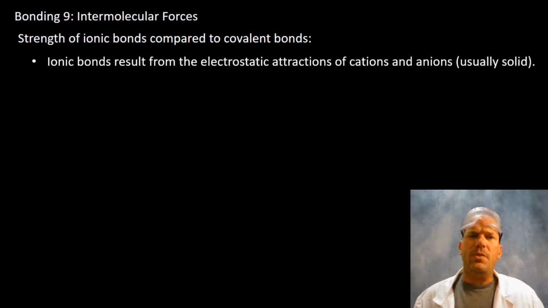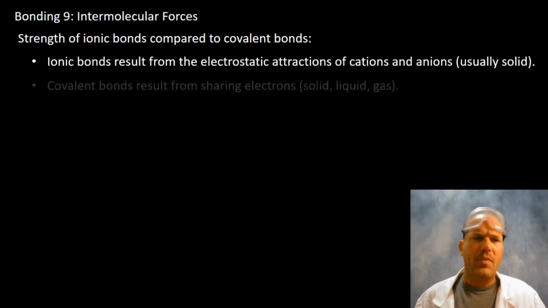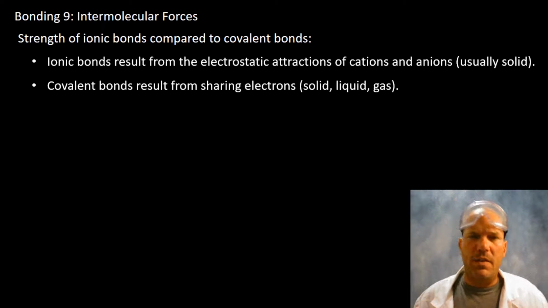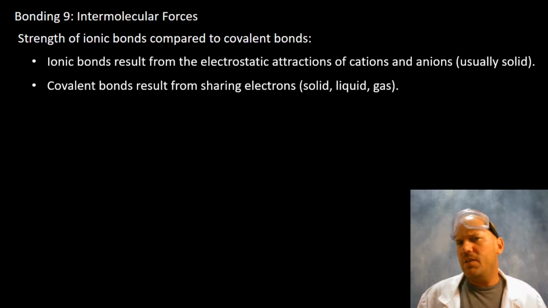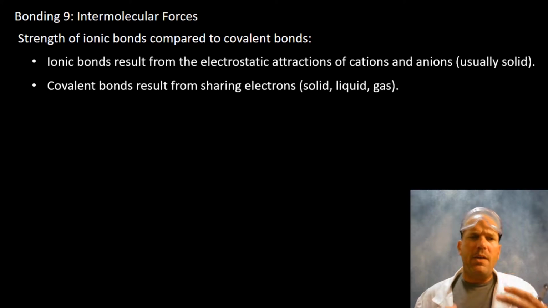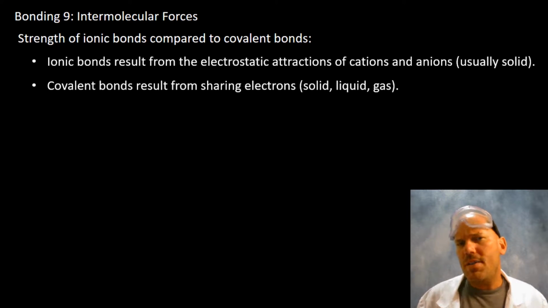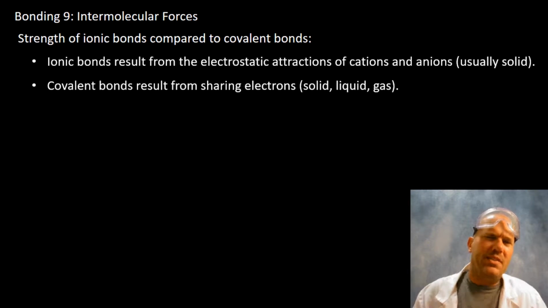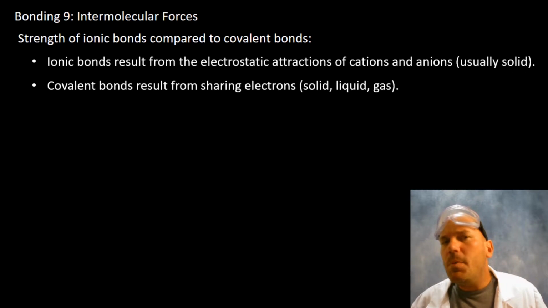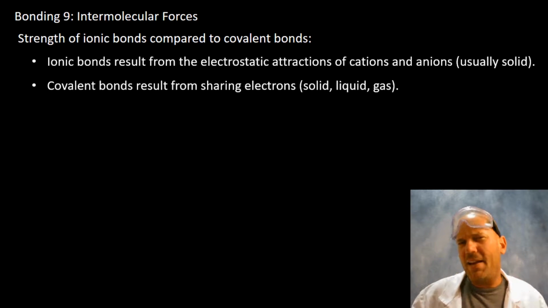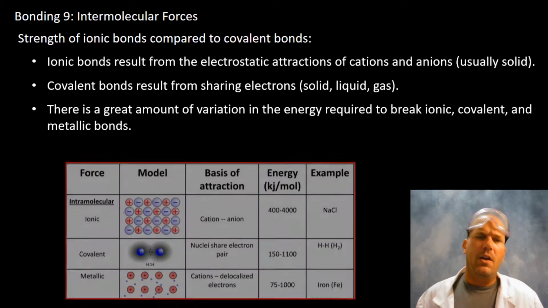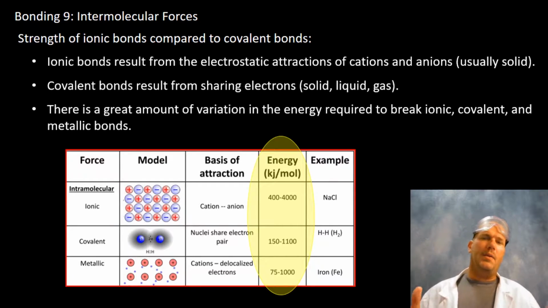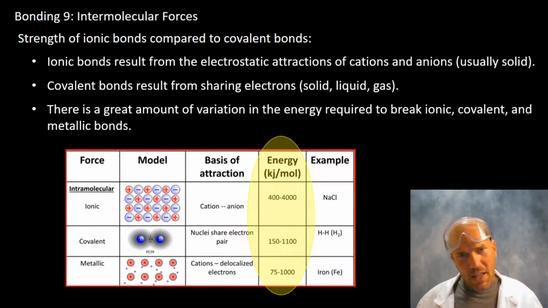At room temperature, these are usually solids, whereas covalent bonds result from the sharing of electrons, and these can be solids, liquids, or gases. So when comparing the relative strengths of ionic bonds to covalent bonds, we're going to be using examples such as melting points and boiling points and things like that coming up in the next couple videos. But there's a great amount of variation among the energy required to break ionic bonds, covalent bonds, and metallic bonds.